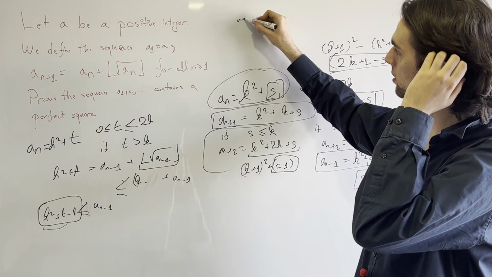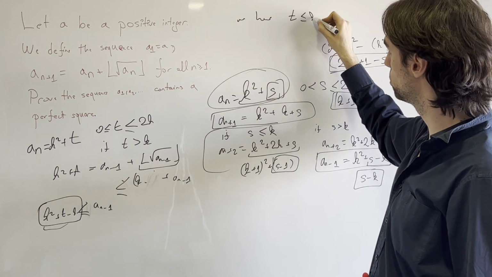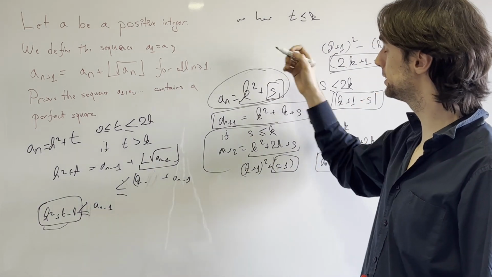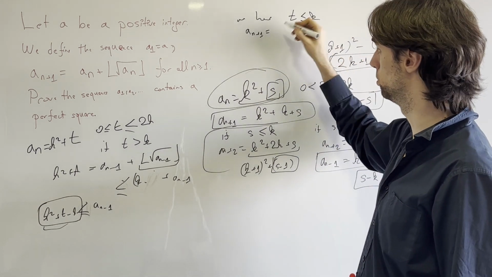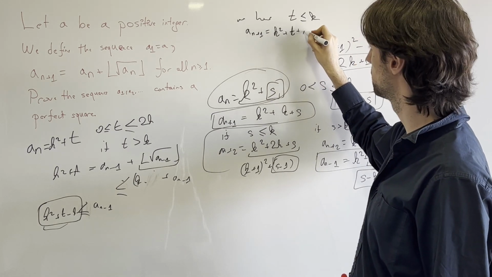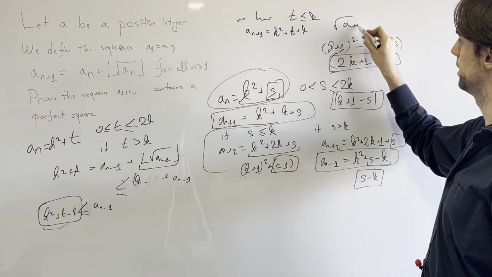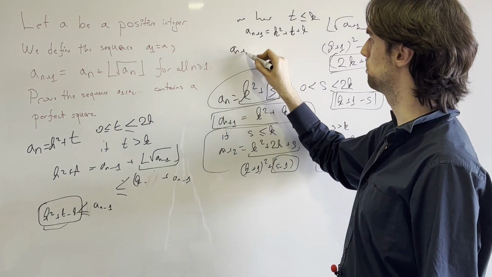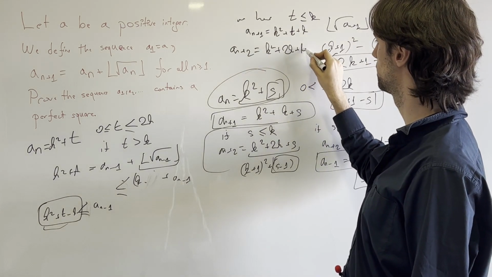So we have that t is less than or equal to k. Okay. But because t is less than or equal to k, we know that a_{n+1} is equal to k squared plus t plus k. And then we know the square root of a_{n+1}, its floor, is going to equal k. And then we have a_{n+2} is equal to k squared plus 2k plus t.